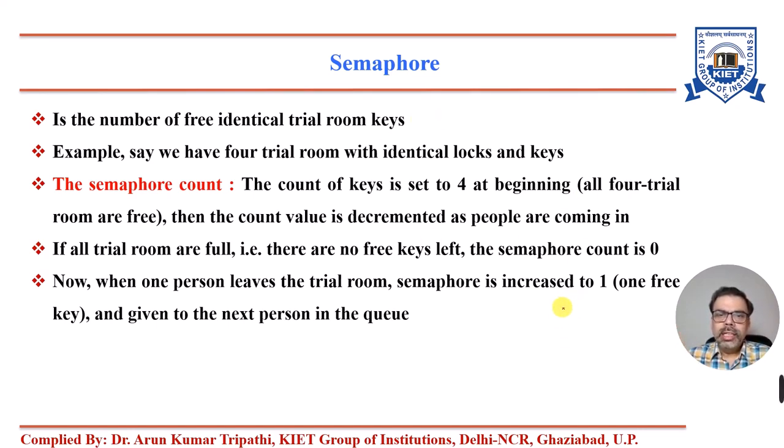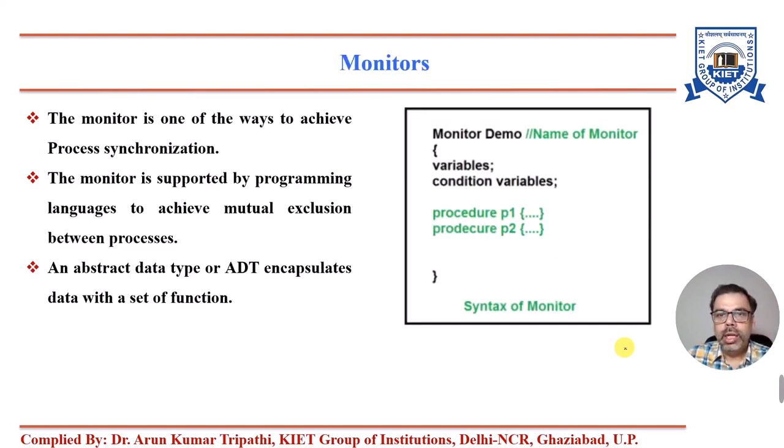So initially the semaphore has value 4. These are the trial room values, or we can say key values. Each time it is decremented by 1. When it is equal to 0, no one is allowed into the trial room. So a semaphore basically works as a counting variable also. Now, the last portion is known as monitors.